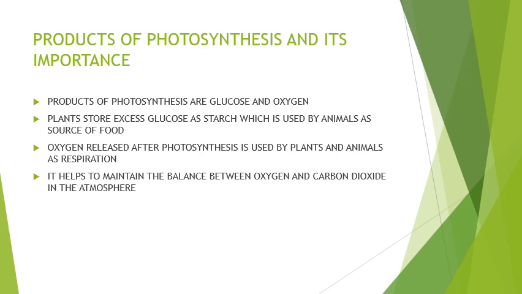Now, what is the importance of photosynthesis? Plants store excess glucose as starch. When animals eat plants, they can use this starch for their life processes. So, we can say that herbivores are directly dependent on plants for their food, while carnivores and omnivores are indirectly dependent on plants. The oxygen which is released after photosynthesis is used by the plants and animals for respiration.